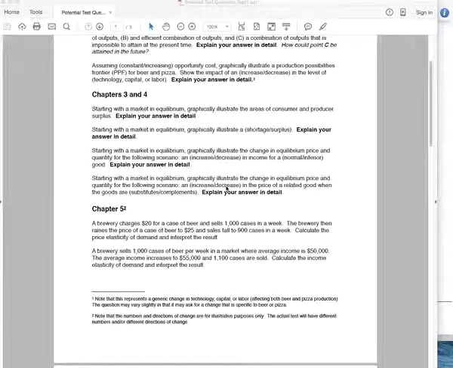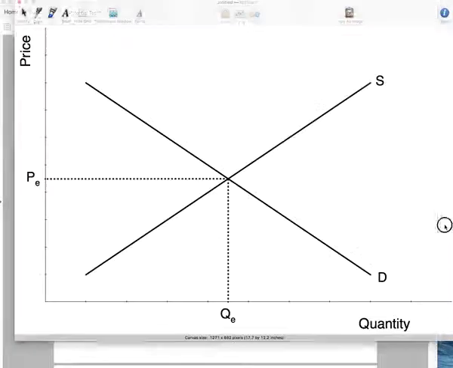And in this particular video lecture, I'm going to be taking a look at some of the potential test problems for test number 1. This is on the list that I've emailed out to students. And here we're going to be looking at this particular question right here, starting with the market in equilibrium. Graphically illustrate the change in equilibrium price and quantity for the following scenario: an increase/decrease in income for a normal/inferior good, which means I can ask you for the change for a normal versus an inferior good. Explain your answer in detail.